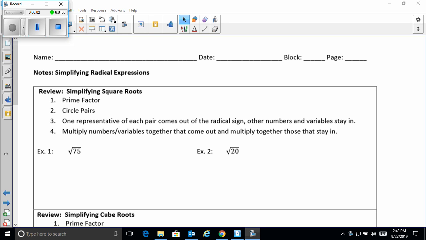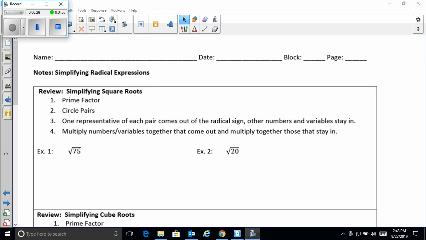Alright, today we're going to look at simplifying radical expressions. This is going to be a little different than what we did in part one, where we just did simplifying radicals that were just numbers. We are going to start by reviewing simplifying our radicals as a refresher, since that was already last school year. So looking at simplifying square roots, what do we do?